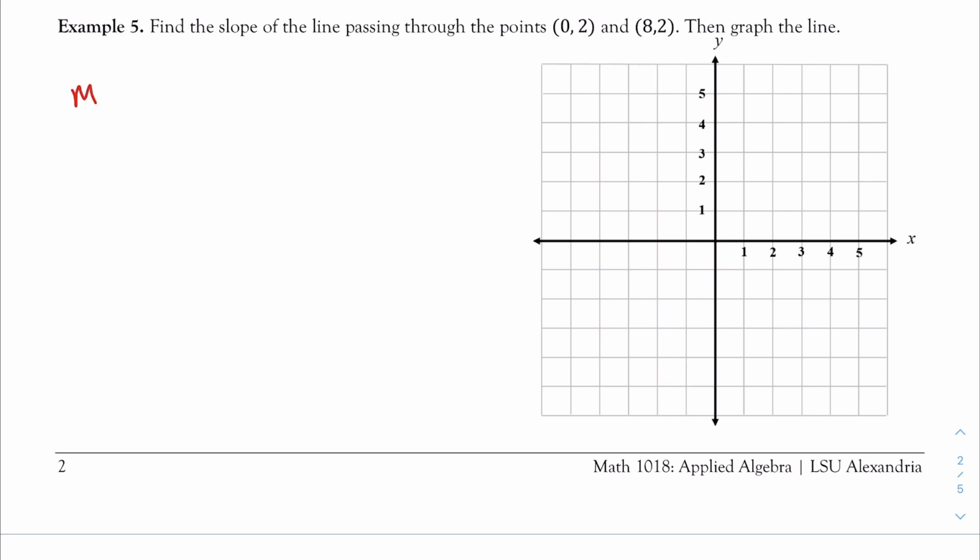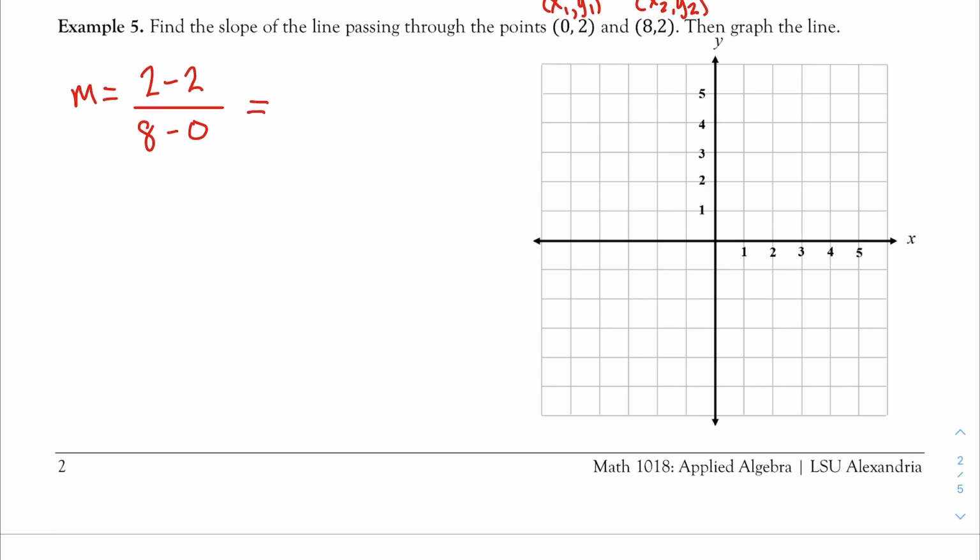Again, slope, we have y2 minus y1 over x2 minus x1, where I can call this first point my x1, y1, and the second point x2, y2. Just following through with my slope formula, I have y2 minus y1, so 2 minus 2, all over 8 minus 0.